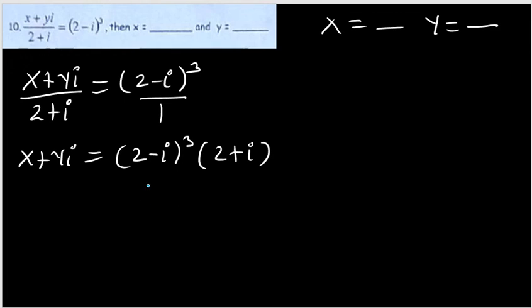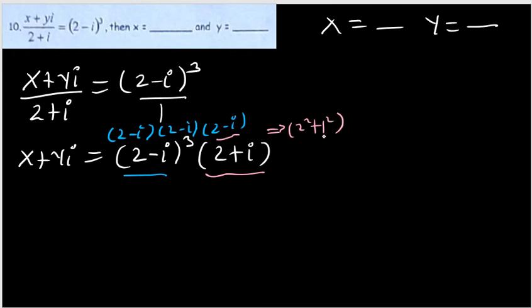Here we need to be systematic. (2 minus i) cube means (2 minus i) times (2 minus i) times (2 minus i). But the last product, this one with this one, since they are conjugates of each other, simply the product will be 2 square plus 1 square. The product of a complex number and its conjugate will be the sum of the squares of each component. So it's going to be 5, just 5 remain. So we need to multiply only these two.